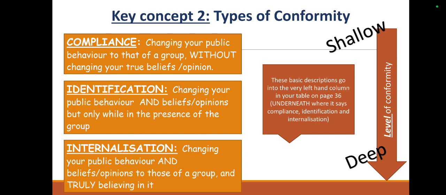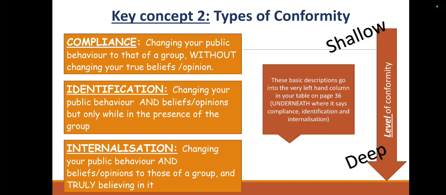It's a very public form of conformity. So to be compliant is to publicly conform without actually really believing in what you're doing. Identification is changing your public behaviour and your beliefs, but only while you're in the presence of the group. So this is about wanting to identify or be part of a particular group. And then latterly, the deepest type of conformity is internalisation, where your public and your private beliefs genuinely start to change. So that's what we say is it's a deep type of conformity.